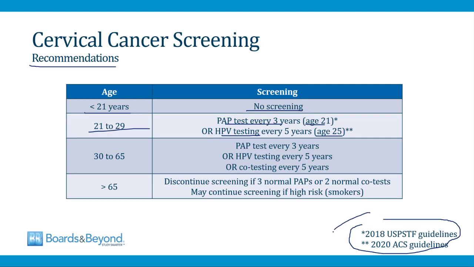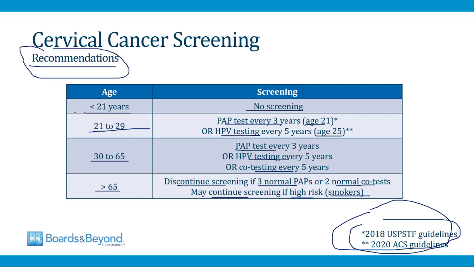The guidelines vary depending on which group you're following. From ages 30 to 65, you can do a Pap test every 3 years, or HPV testing every 5 years, or co-testing every 5 years. And then beyond age 65, you can discontinue screening in women who have had 3 normal Pap tests or 2 normal co-tests. However, you may continue screening in certain high-risk individuals, for example, women who are smokers or women with other risk factors. And keep in mind, these are just guidelines and recommendations. Gynecologists will use different screening methods for different women depending upon their risk profile.